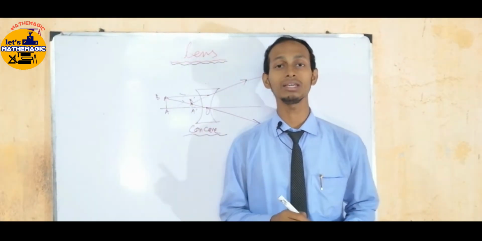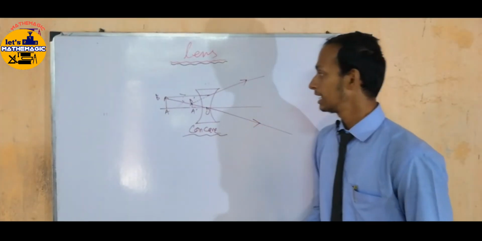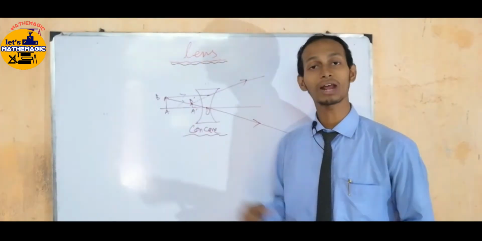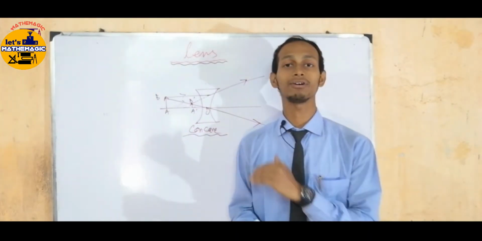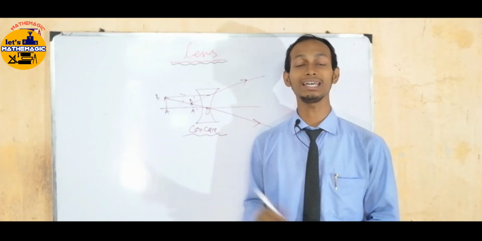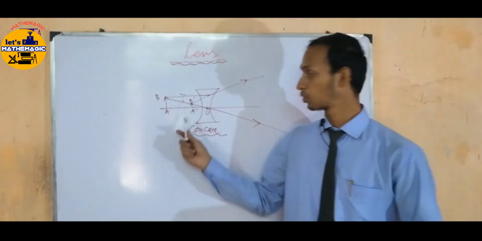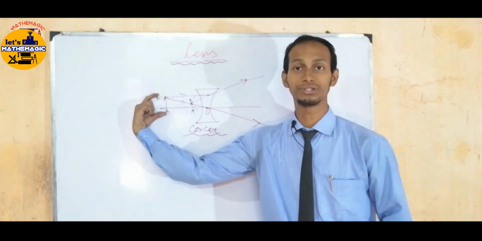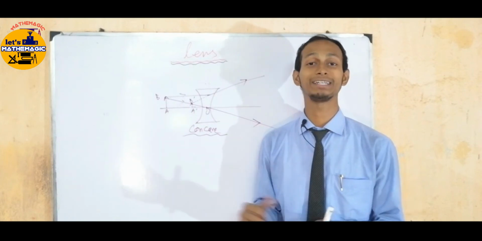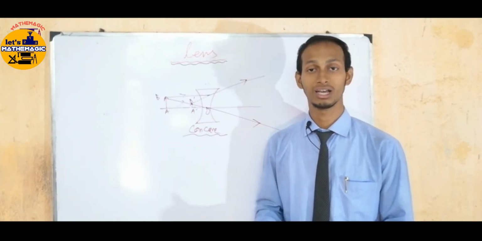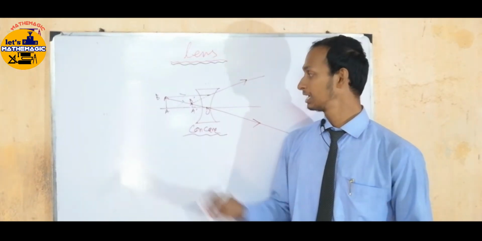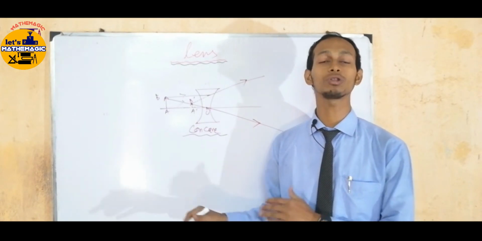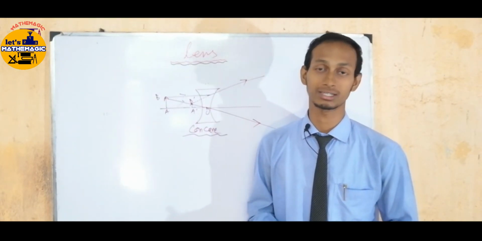So here, can you tell me the three natures of the image? Obviously you can see that the image A dash B dash is an upright image because it is situated above the x-axis, or whatever you can say, the principal axis of the lens. So it is an erect image. And you can see over here that the size of your image has decreased compared to the size of your object. That's why it is diminished. And the last one, this is a virtual type of image because both the image and the object are situated on the same side of the lens.